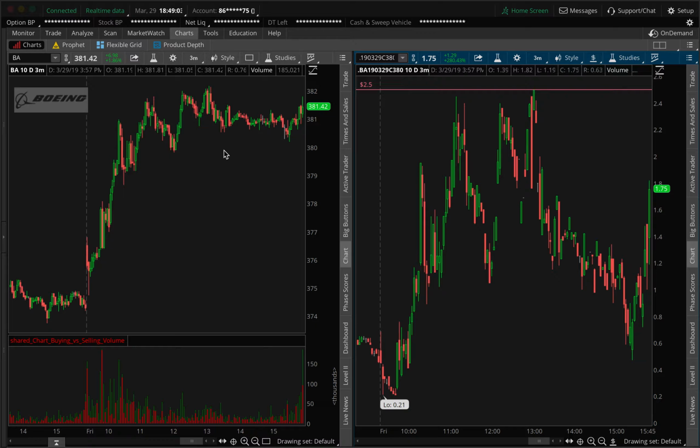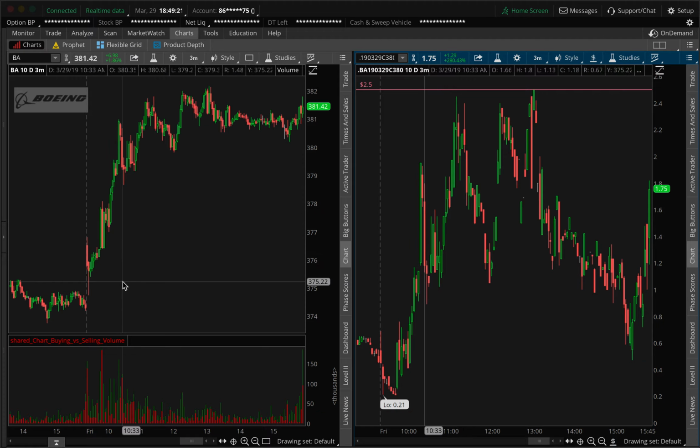I'll be showing you an option contract on Boeing, ticker symbol BA for the stock. I have an Excel file that I'll show you guys in a bit, showing different equations, how much money you could have put in, how much money you could have made, all that good stuff.